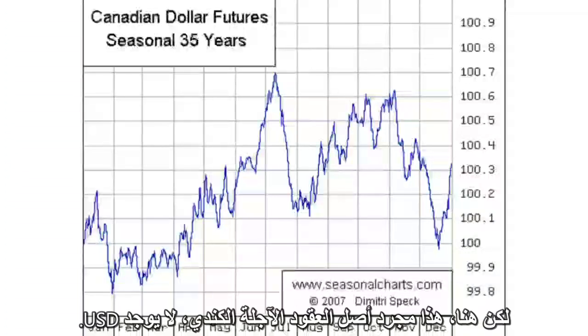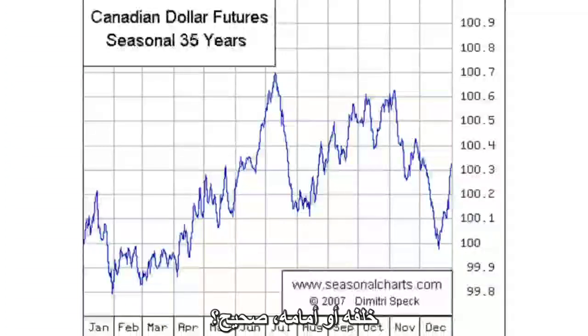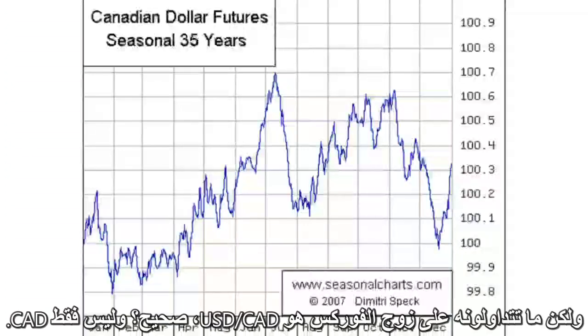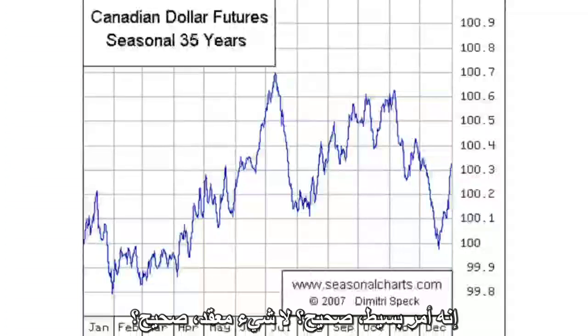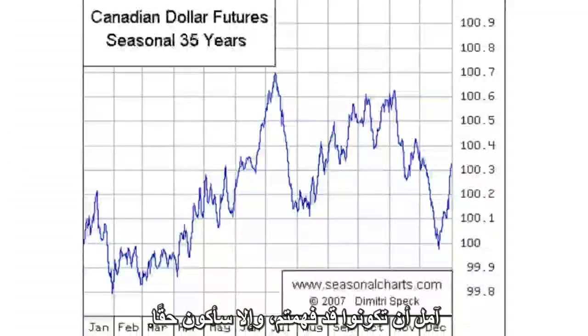But here this is just the Canadian future asset. There's no USD behind it or in front of it, right? But what you trade on the forex pair is USD CAD, and not just CAD. So it will be inverted, right? It's just a simple thing. Nothing complicated. Hopefully you got it. Otherwise I'd be really disappointed.